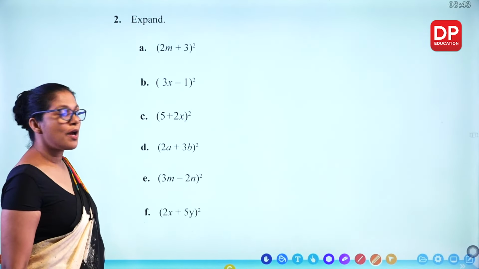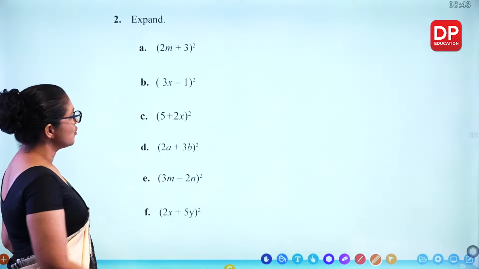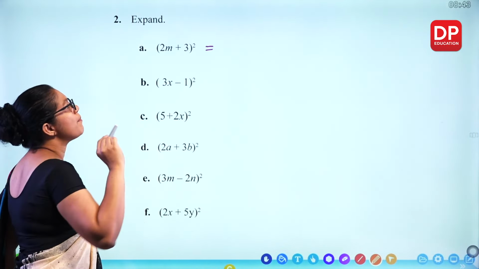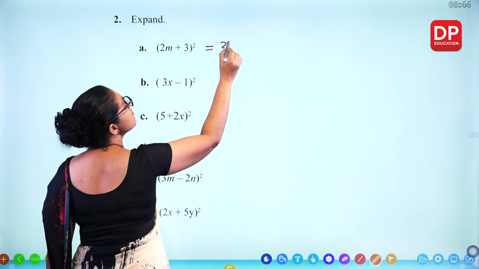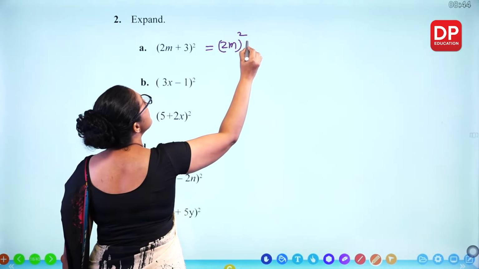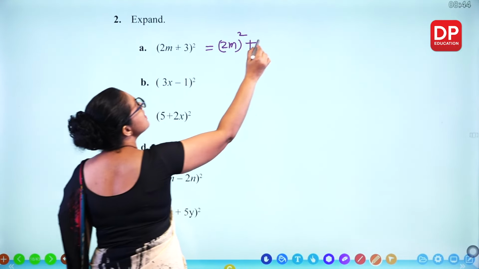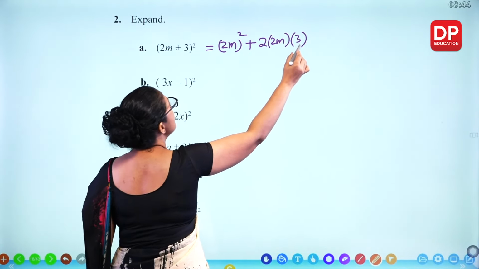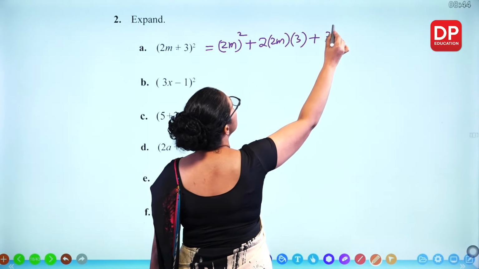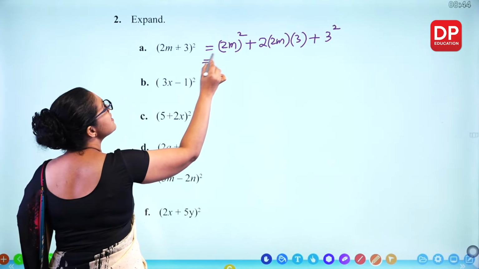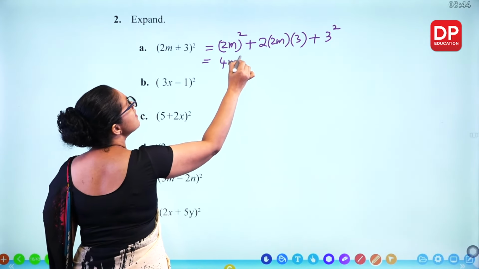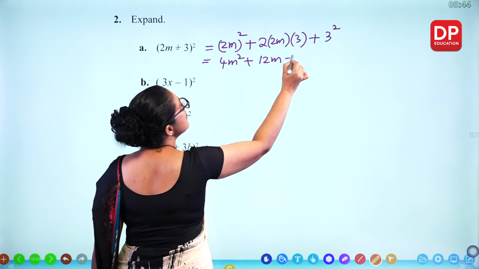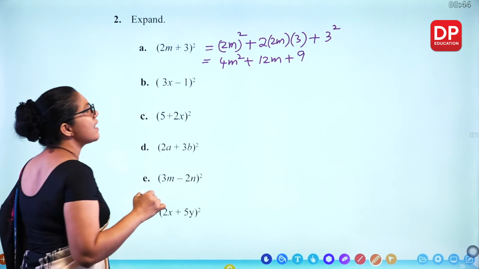Now we'll look at question number 2. Expand. So all these power 2's. So here how can we use our pattern? First term squared plus double of the first term and the last term and last term squared. Expand it. 4m squared. 3 times 2, 6. 6 times 2, 12. And 3 times 3, 9.